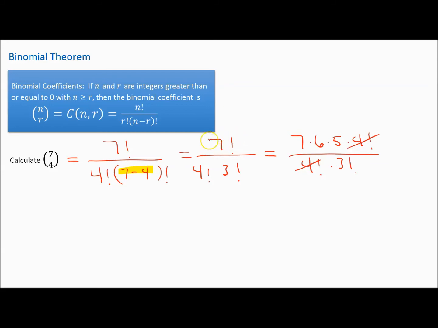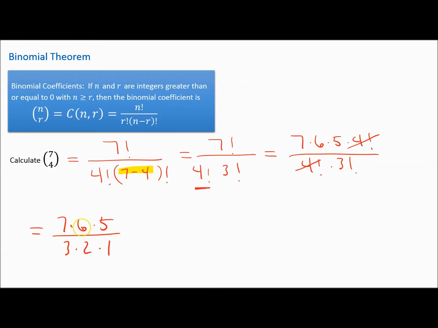So I always count the top one down to the biggest one in the bottom. And 4 is bigger than 3. So then you can go ahead and multiply. We know 7 times 6 is 42, and 42 times 5 is 210. Now I used my calculator to get that 210 because I didn't want to do that in my head. But listen, this 3 factorial down here is 3 times 2 times 1.